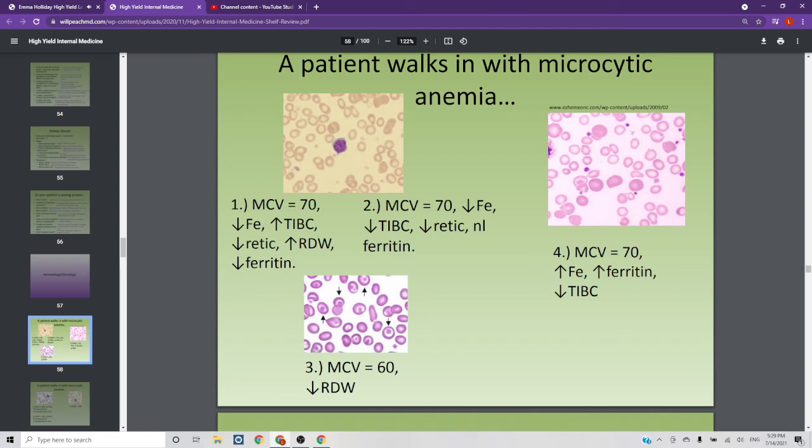So that's iron deficiency. What if we've got the same smear and the only thing that's different is the TIBC is low? Now we're worried about chronic disease for number 2.